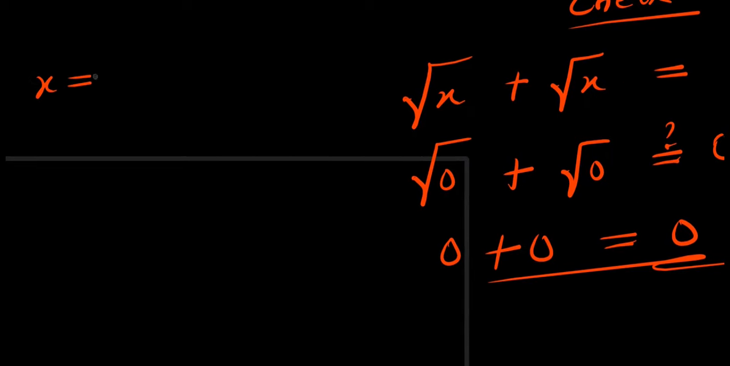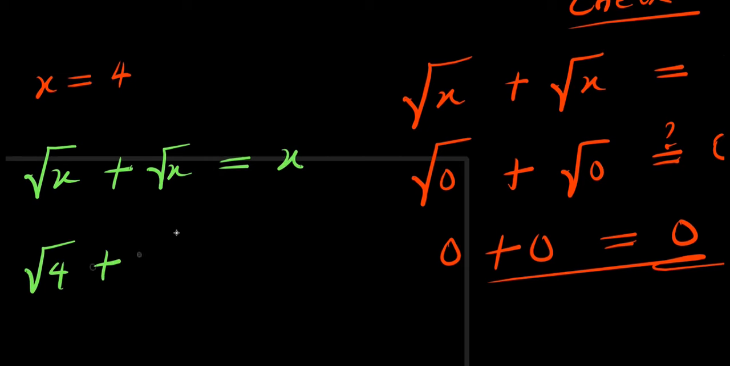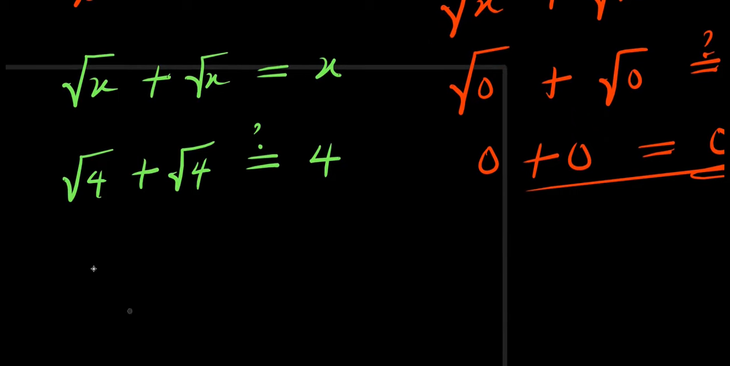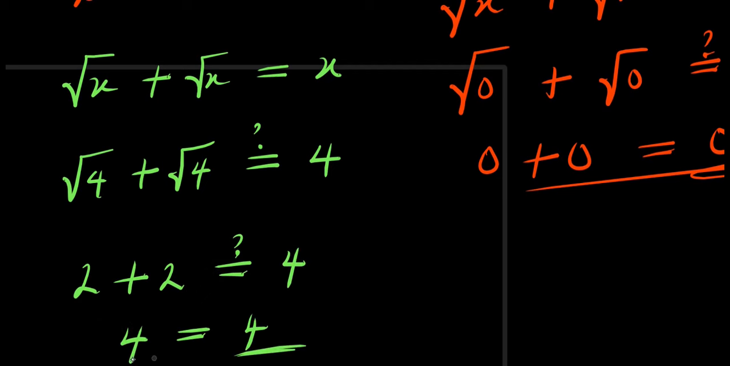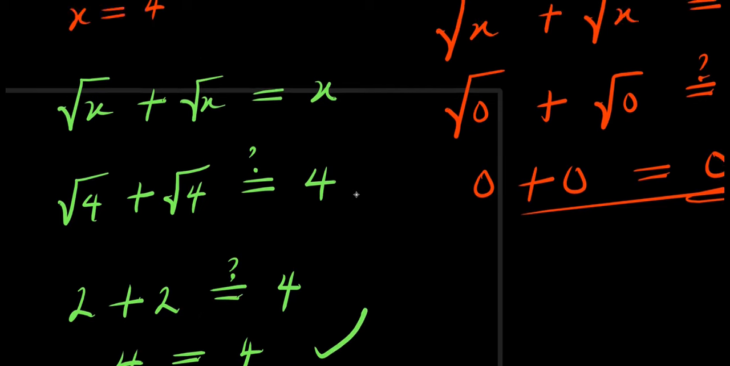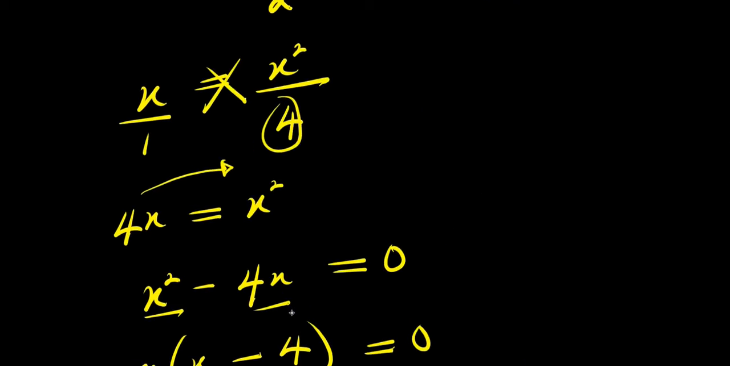We also check when x equals 4. So you have x equals 4, which is square root of x plus square root of x equals x. Our x is 4. You have square root of 4 plus square root of 4. Is this equal to 4? Square root of 4 is 2 plus square root of 4 is 2. Is this equal to 4? 2 plus 2 is 4, which equals 4. This also satisfies the equation, so the two solutions are proven to be correct, and this is it.